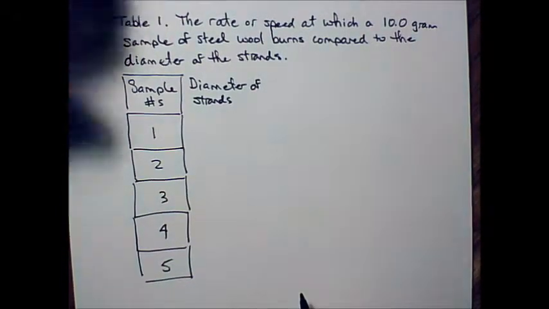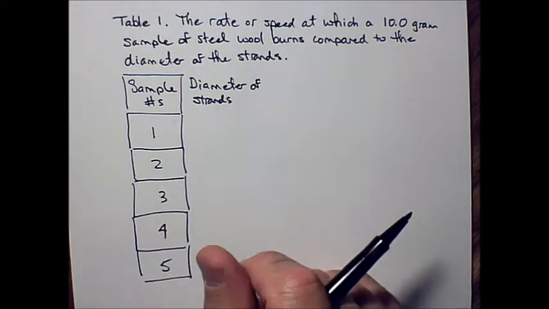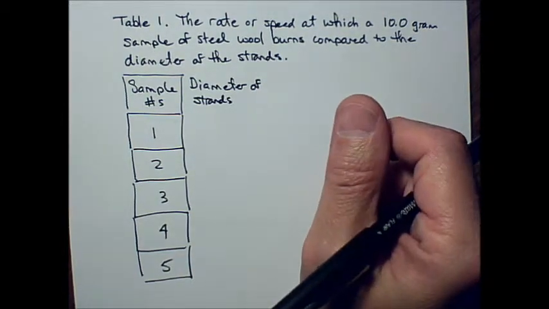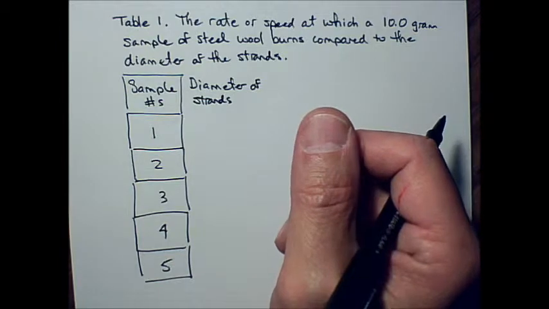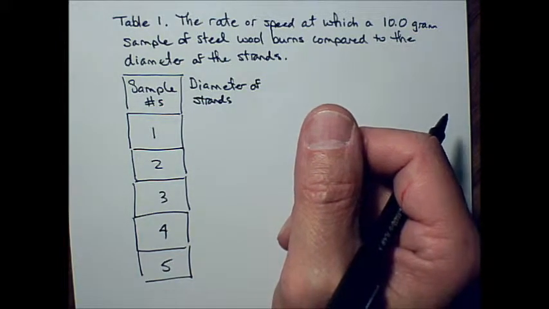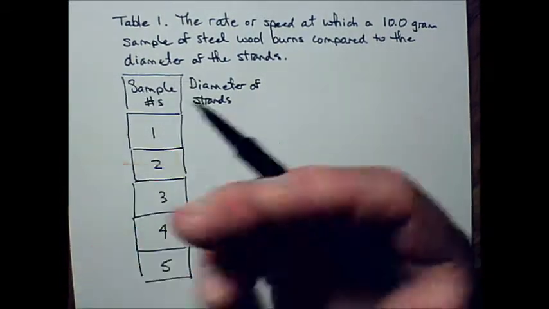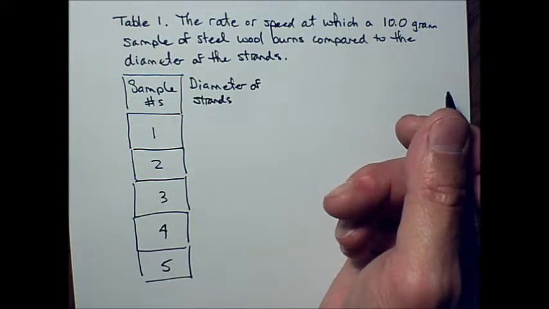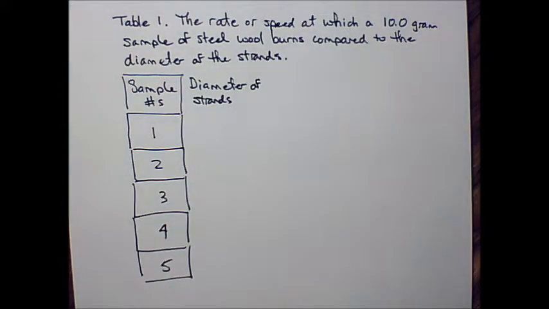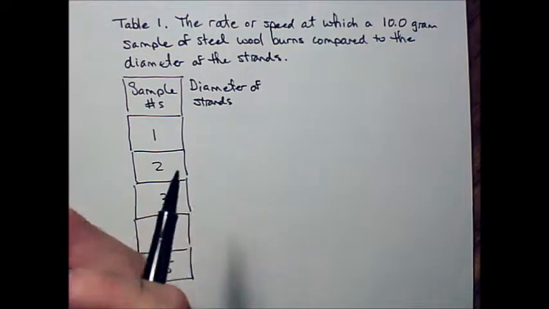So diameter of strands. How many of you know what steel wool is? Raise your hand. You don't know what steel wool is? Is that stuff you can wash dishes with? Yeah, but that steel wool just has soap sort of embedded in it. That's right. So it's really tiny strings of iron.